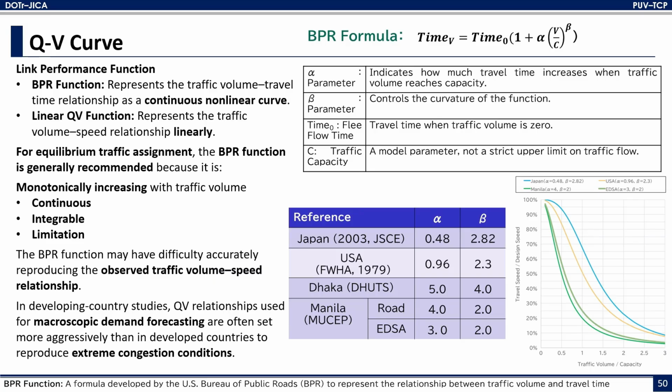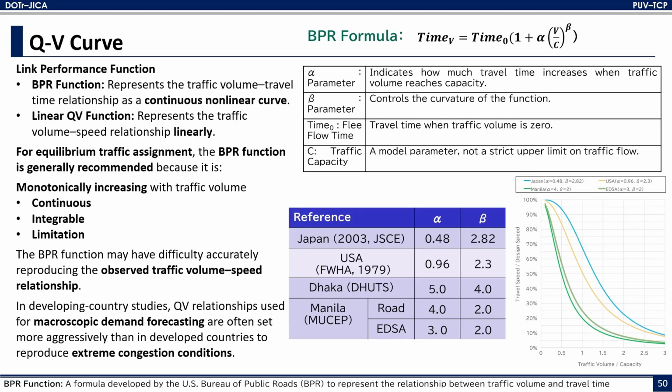And there are several papers about how to set the parameters of the BPR functions. So I will share the link in the abstract of this movie. And in developing countries' studies, the QV relationships are used for such macroscopic demand forecasting.